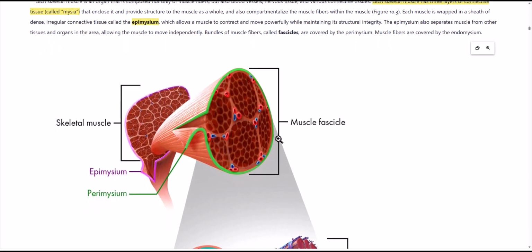So this is back here a skeletal muscle, and in the purple fuchsia kind of color around the entire muscle, it's labeled here, that is the epimysium. So that's the layer of connective tissue found all the way around your entire muscle.